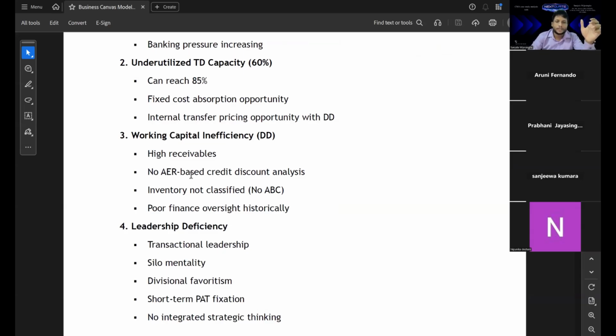Working capital inefficiencies: distribution division, high receivables, no EAR based credit discount analysis.